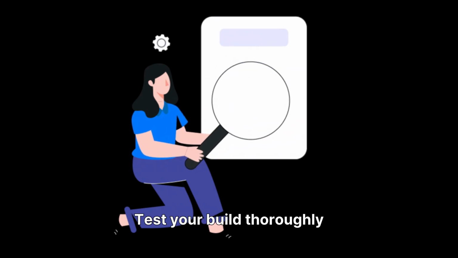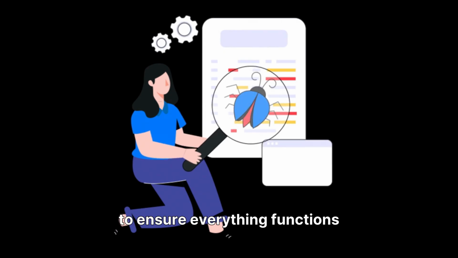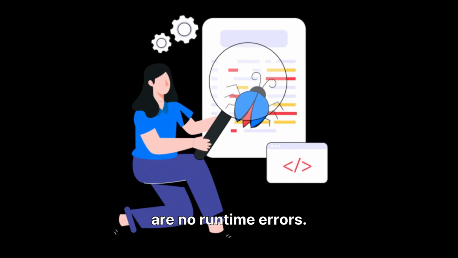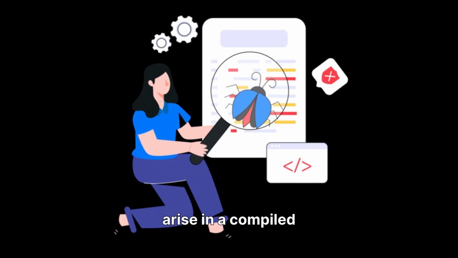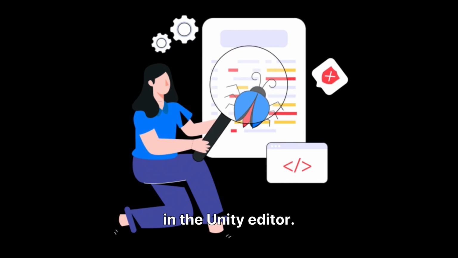Test your build thoroughly on the target platform to ensure everything functions as expected and there are no runtime errors. This is a critical step, as issues might arise in a compiled build that weren't apparent in the Unity editor.